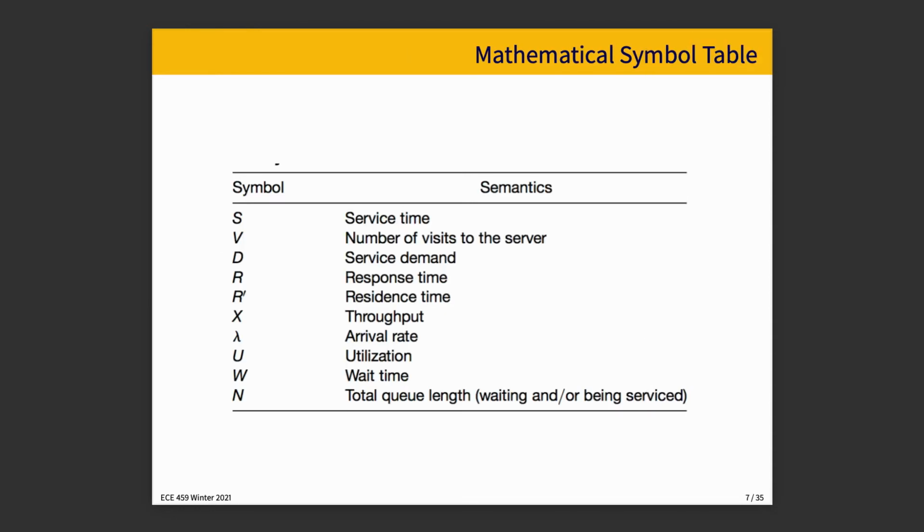Okay, so given all of these, here is the symbol table, which you may wish to refer back to in the future, so that you can check over some equation that you're looking at, and you can say, aha, I know what this means. That is important. You do need to know what the symbols mean, so keep an eye on these for later. So capital S is the service time, capital V is the number of visits to a server, capital D is service demand, capital R is response time, capital R prime is the residence time, capital X is the throughput, lambda is the arrival rate, capital U, the utilization, capital W, the wait time, and capital N, the total queue length, again, including waiting and being serviced.